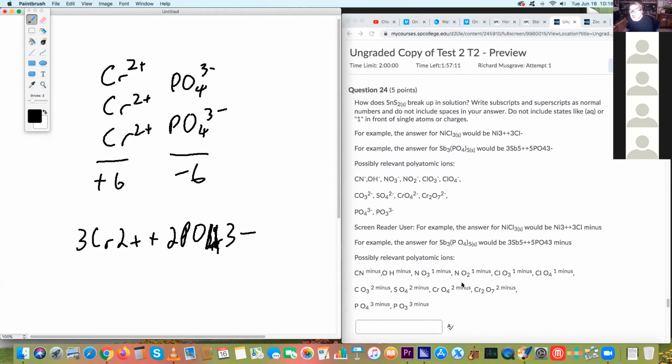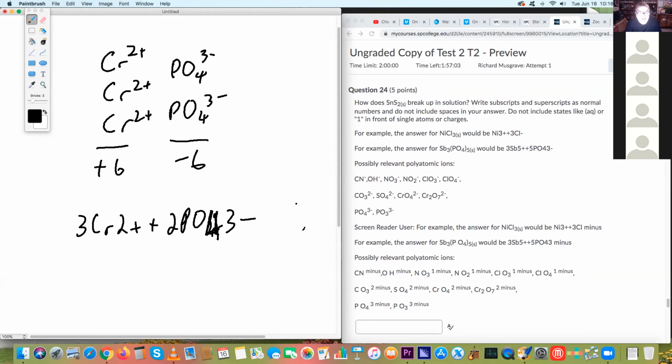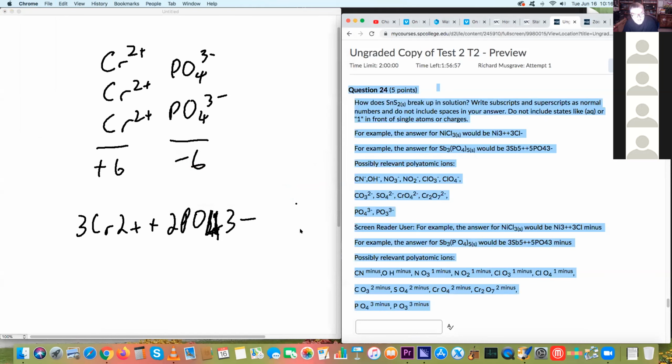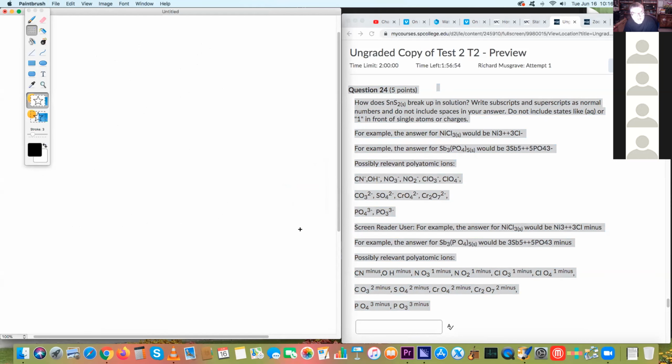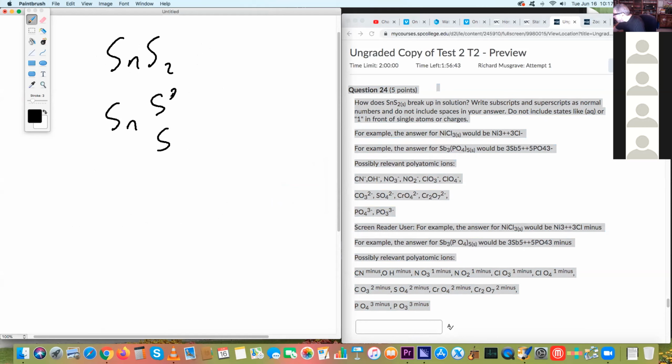Now, I like this one here, SNS2. If you've got SNS2, as a picture, it looks like this, SN and 2 S's. The S's have a 2 negative charge, which makes the SN 4 plus. Now you might be wondering, well, how would you know that the sulfur has a -2 charge?